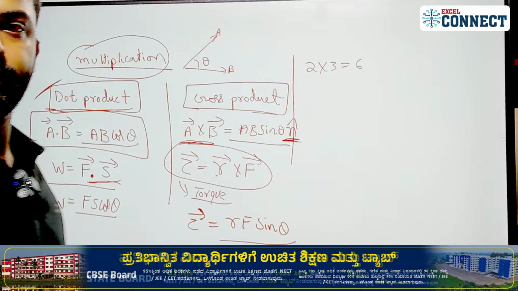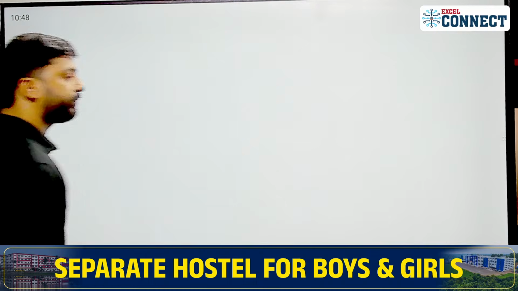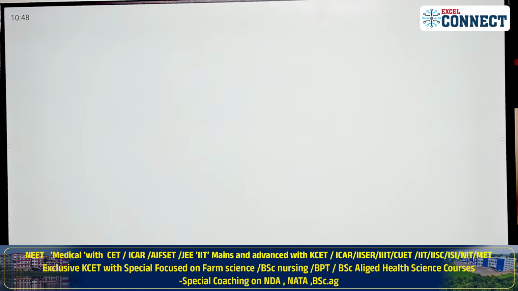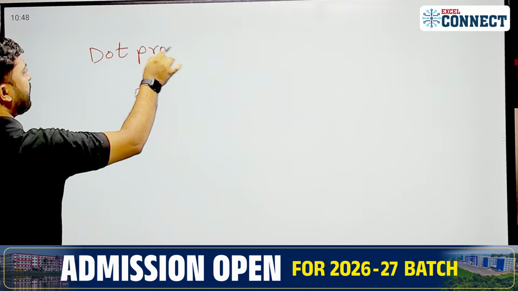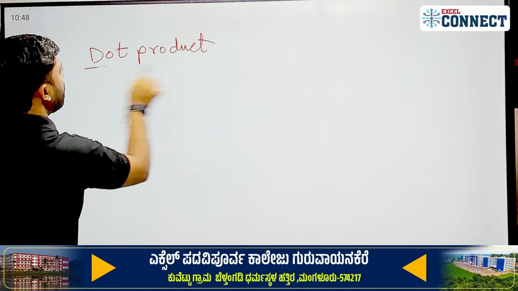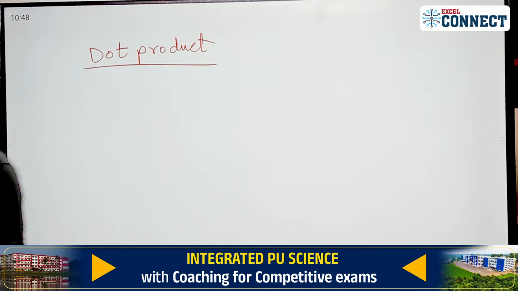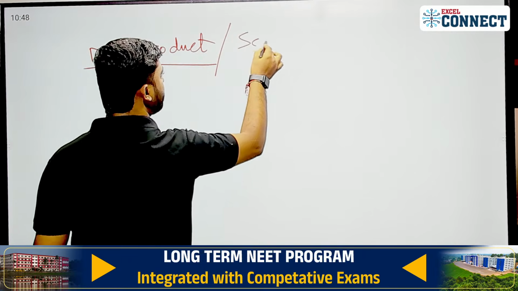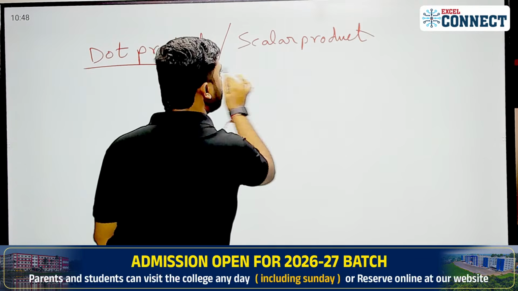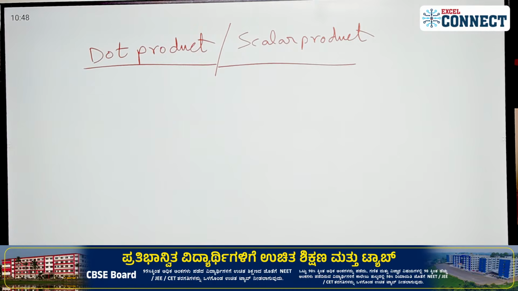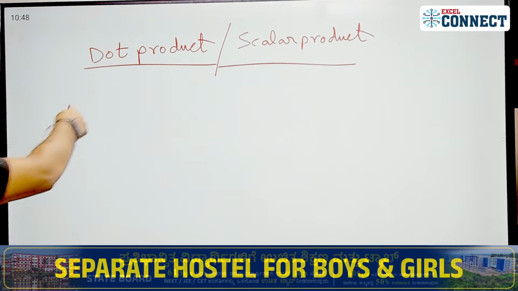So there are two ways to multiply. One is cross product and the other is dot product, okay. So we shall discuss dot product. Dot product can be done in two ways, okay. Dot product is also known as scalar product. Why is it scalar product? The answer will be a scalar, so it is dot product or scalar product.